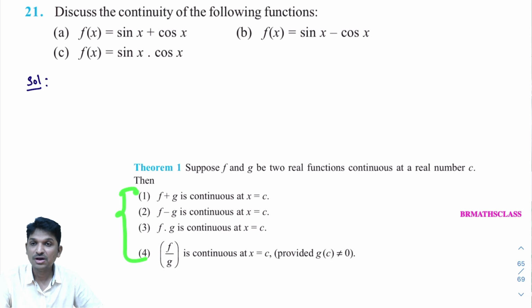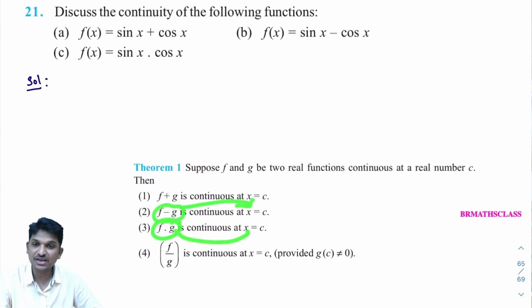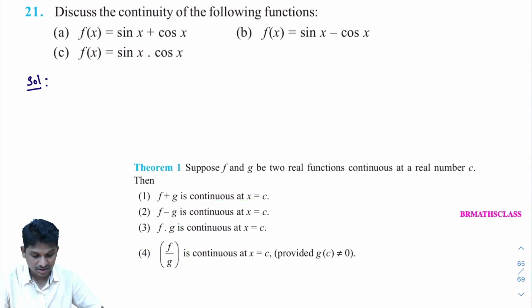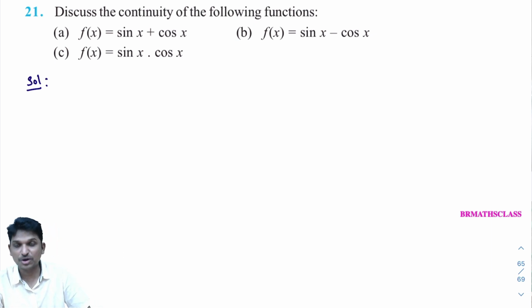So 21st problem and 34th problem, to do these two problems, I am going to use this theorem. What is this theorem? If f and g are continuous functions, then f plus g is continuous. If f, g are continuous functions at x equal to c, then f minus g is continuous at x equal to c. f into g is continuous at x equal to c. f by g is continuous at x equal to c. So I am going to use this theorem. Right. Let's start the solution for this problem.